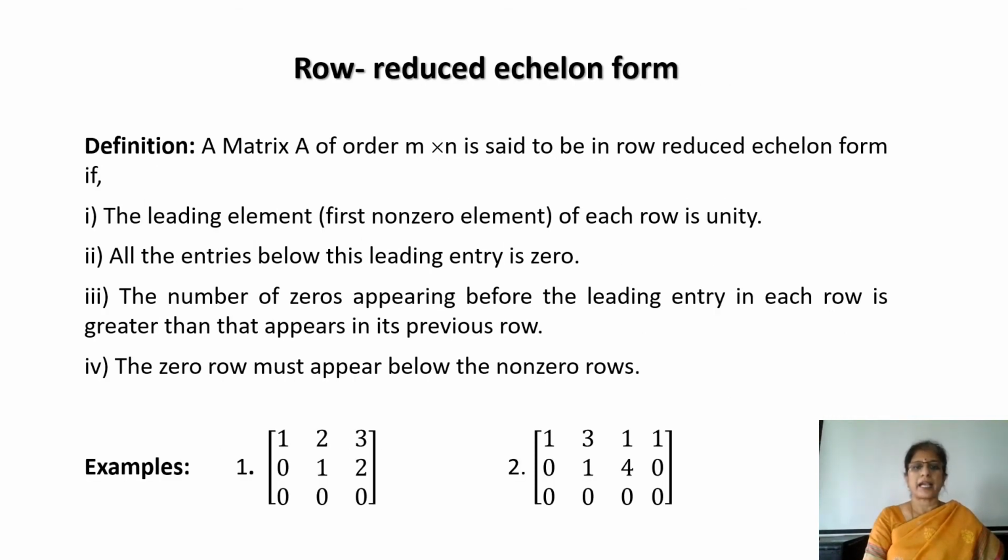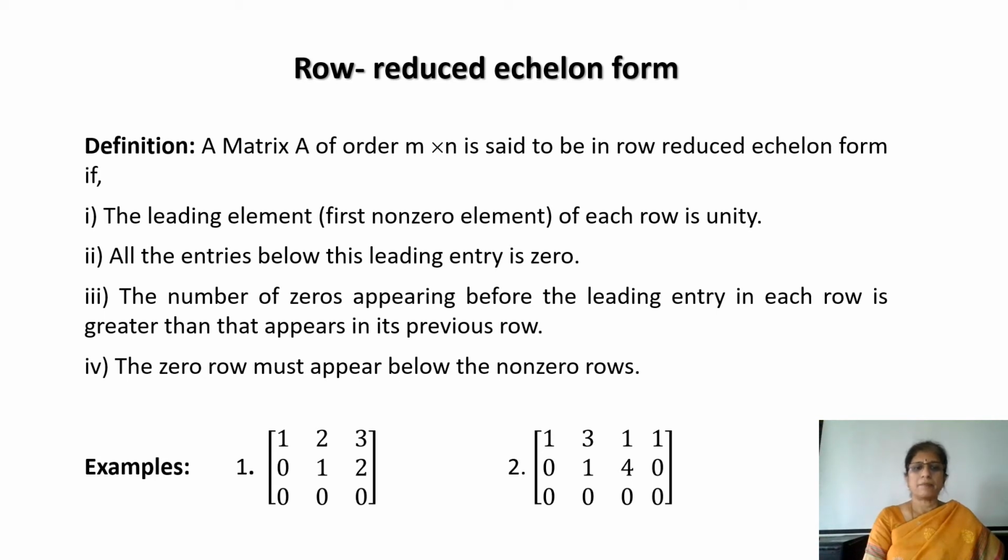Row reduced echelon form. A matrix capital A of order m cross n is said to be in row reduced echelon form if the leading element of each row is unity. It means it should be 1. All the entries below this leading entry are 0. The number of zeros appearing before the leading entry in each row is greater than that appearing in its previous row. The zero row must appear below the non-zero rows.